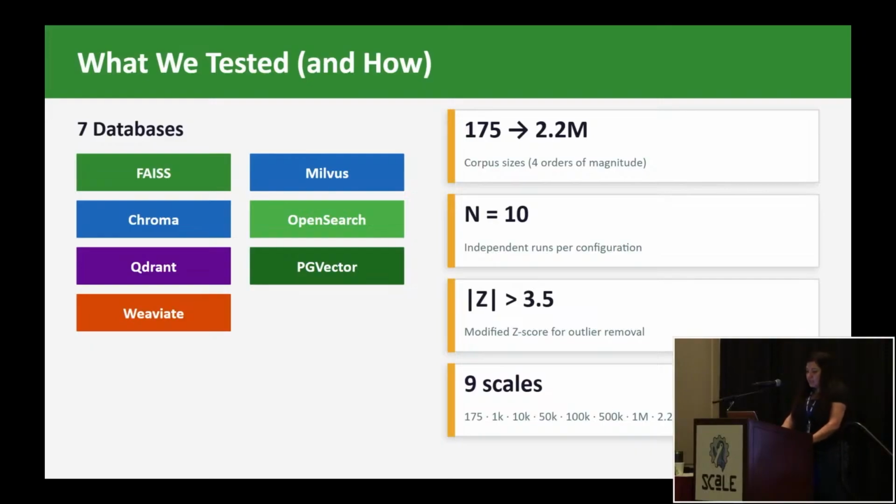We used the Sentence Transformers MiniLM-L6-v2 model for embeddings, which is one of the most widely deployed open source embedding models in production RAG systems. Everything ran on a single Apple M2 Max node inside Docker with 16 gigabytes RAM and 4 CPUs. And for outlier detection, we used the modified z-score method with a threshold of 3.5, which is way more robust than standard z-scores for the heavily tailed distributions you see in benchmarking data.